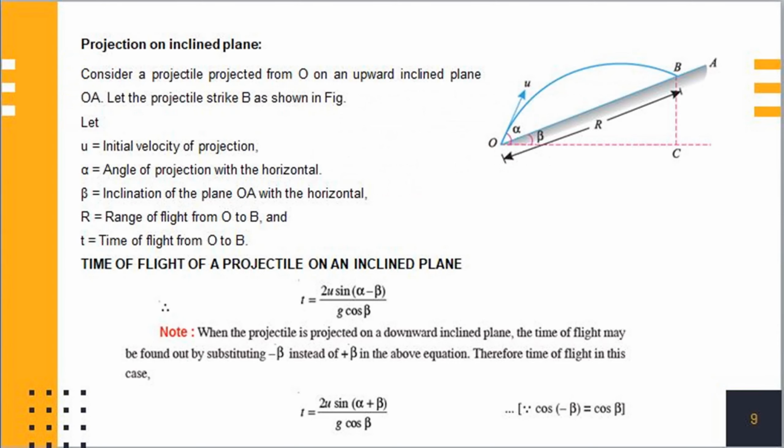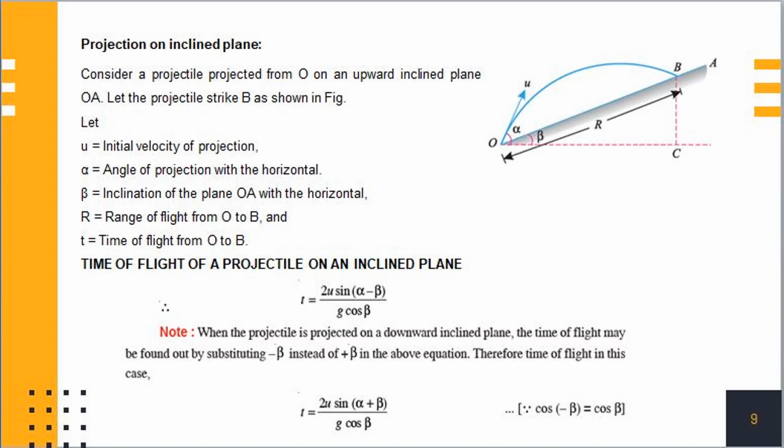Next point, projection on inclined plane. Consider a projectile projected from O on an upward inclined plane OA. Let the projectile strike at point B as shown in the figure. Let U be the initial velocity of projection, alpha be the angle of projection with horizontal, beta be the inclination of plane OA with horizontal, R be the horizontal range of flight from O to B, and T be the time of flight from O to B.